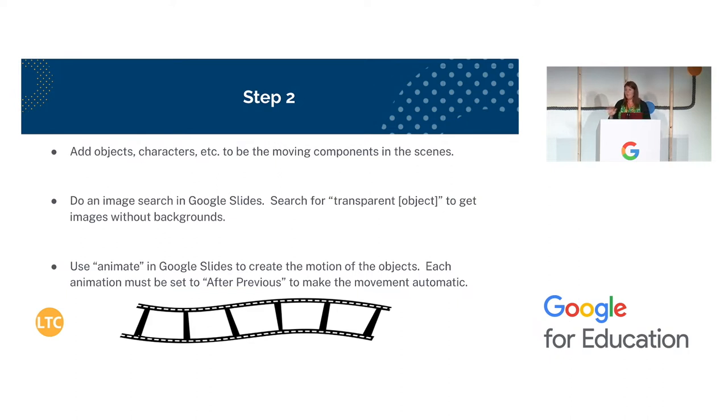And we just pulled those out of the Google Images search that you do right there in Google Slides. We did explain the concept of transparent objects, so that we don't have objects floating around with backgrounds. The kids, at this point, were already bought in. They were super excited, so they wanted it to look polished and finished. So they were doing the transparent image searches, and they were finding images without those backgrounds to move around. We spent a lot of time discussing how to animate.